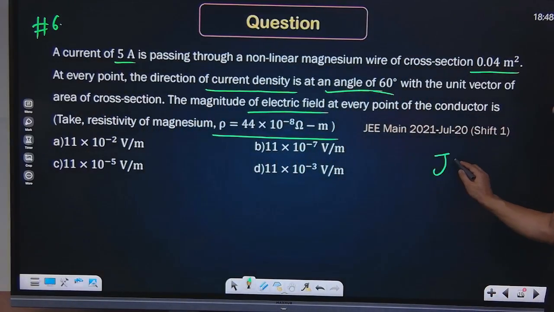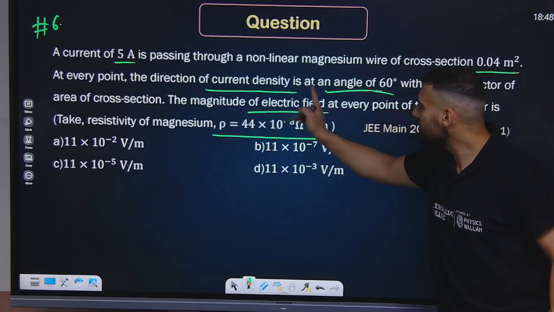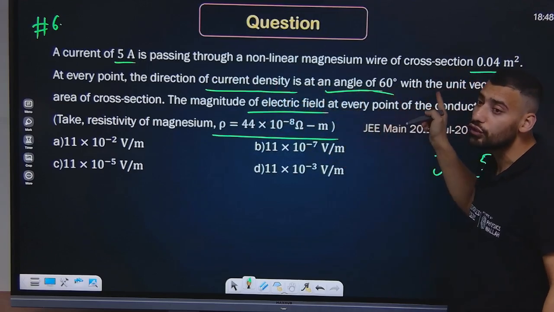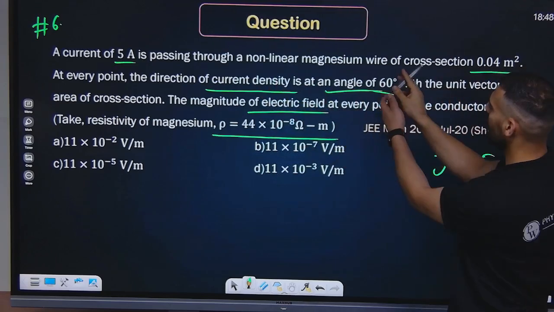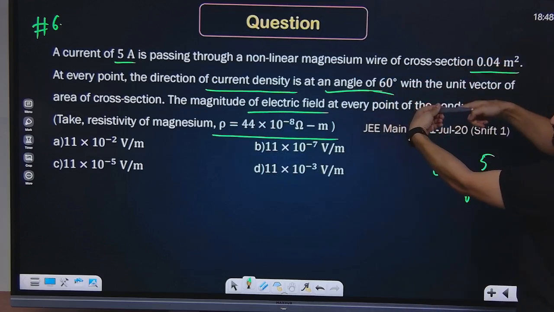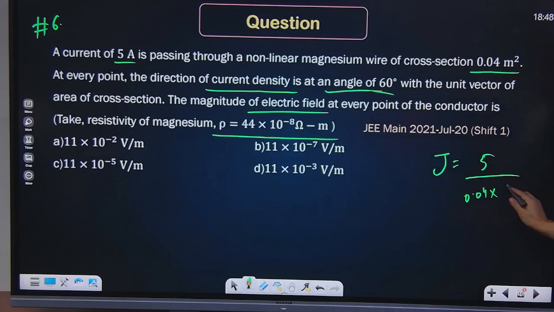So J is equal to, yes, current is 5. Area is 0.04 times cosine of angle. Isn't it? Because understand, current density is at an angle of 60 degrees with the unit vector of area. So that means if area is here, J is here. So you have to take the same direction. So it will be the cos component, right? Cos 60 is 1 by 2. So it is 10 by 0.04, which is 250 ampere per meter square. That is your J. The question is not to find J.